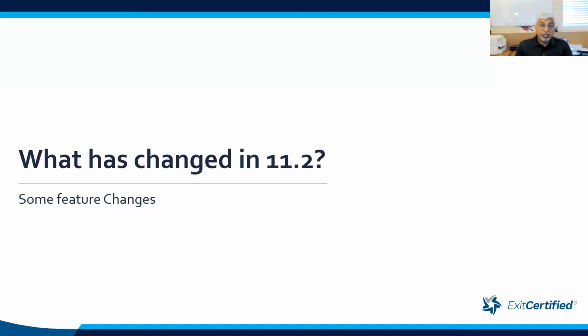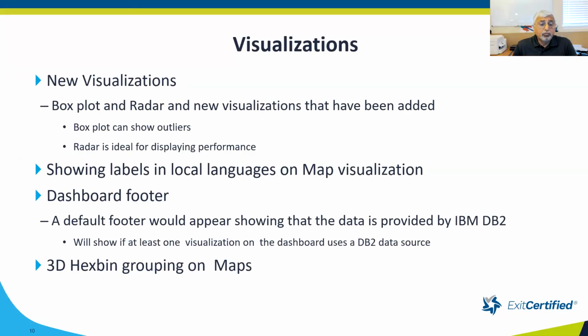Now we're talking about some feature changes in 11.2. It's a subset, as I said. So first, new visualizations. We got 2 new visualizations available. Box plot is available and radar visualization is available. These are 2 visualizations added in 11.2. The box plot can show you outliers. So once you have your data, you'll be able to see the outlier data very clearly in a box plot.